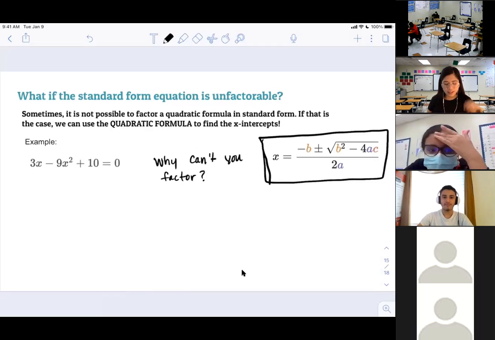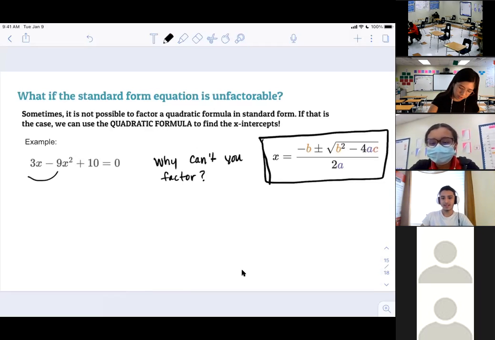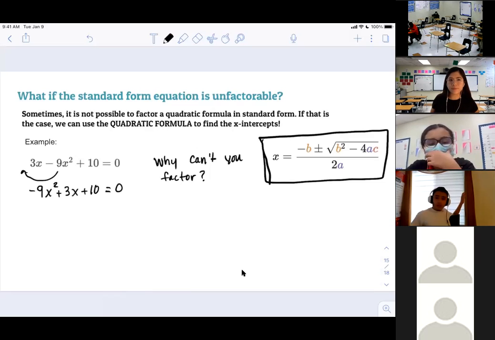So you're on the right track. It has something to do with the leading coefficient. What is the leading coefficient of this one? Negative 9x squared. Yeah. We should probably move that to the correct place, shouldn't we? Okay, so let's rearrange this. This needs to go there. So this would be negative 9x squared plus 3x plus 10. Are we good now?